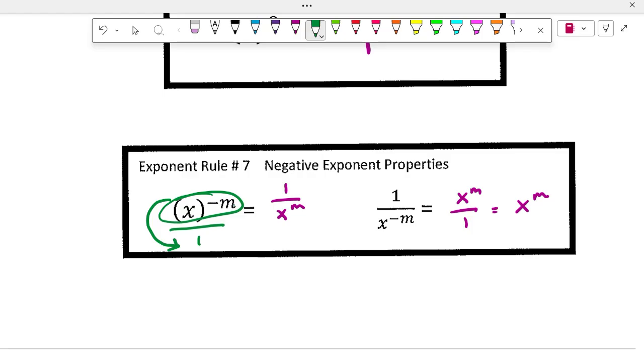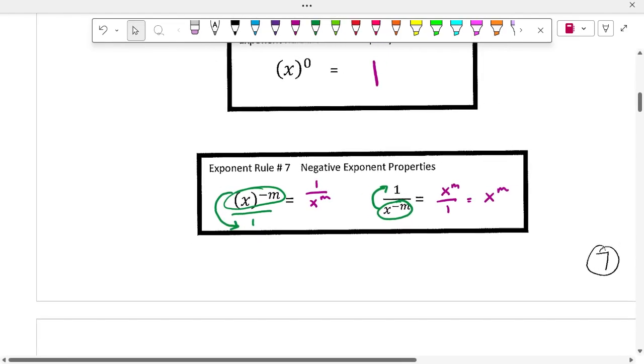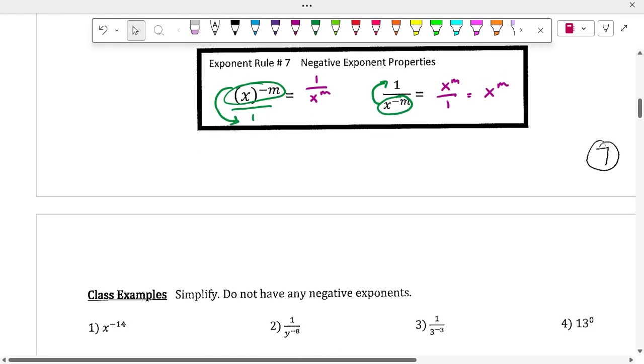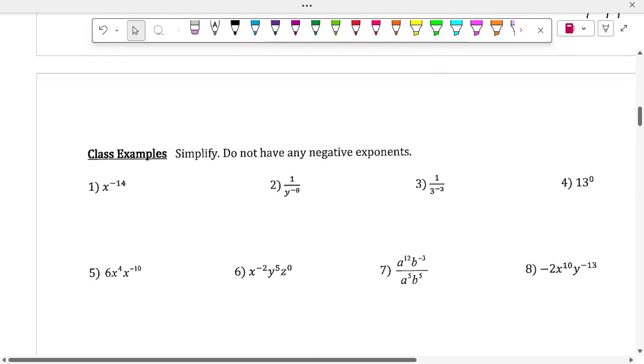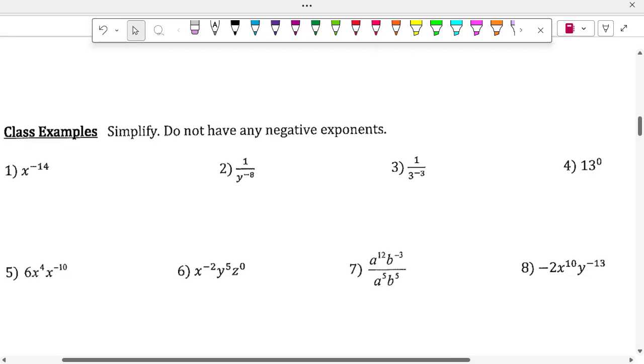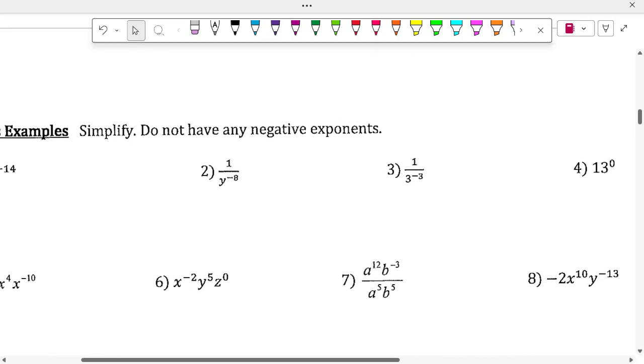So like here, it was originally the numerator, moved it to the denominator. Here was originally the denominator, move it to the numerator. So let's do some of these. So we'll start out relatively easy. Look at number 3.